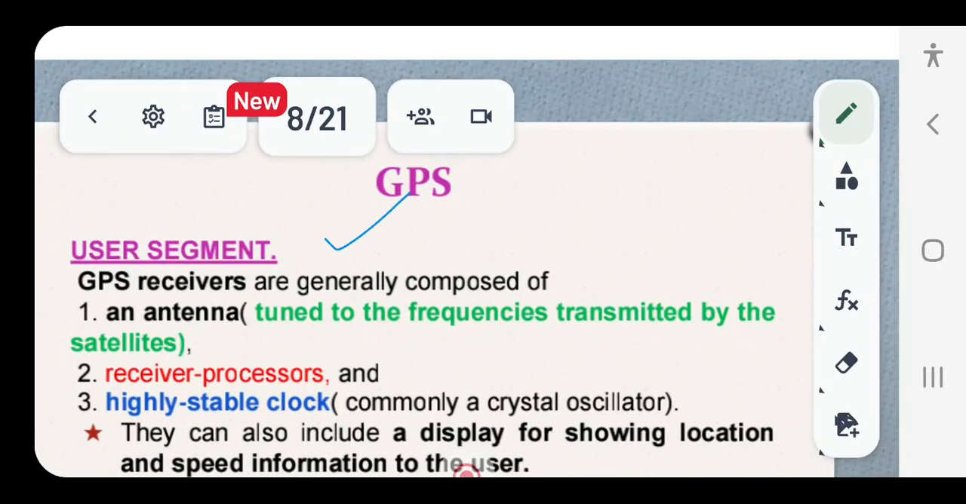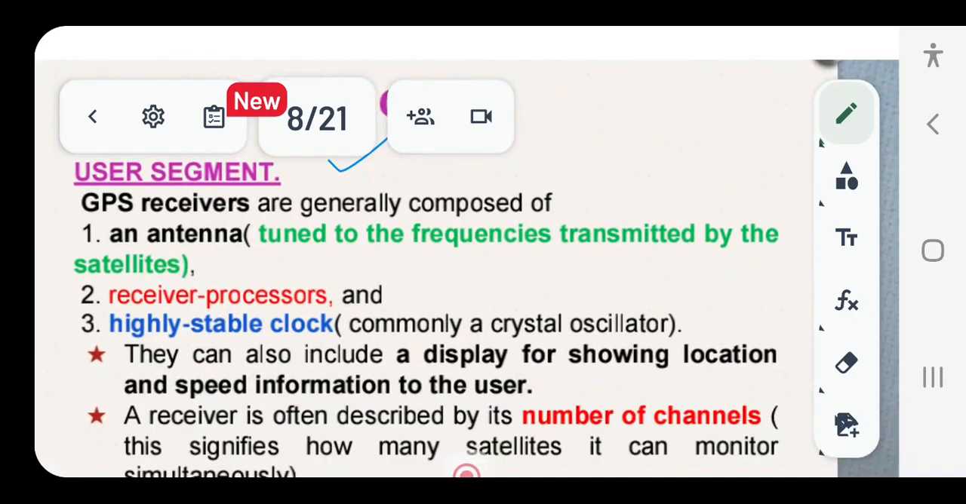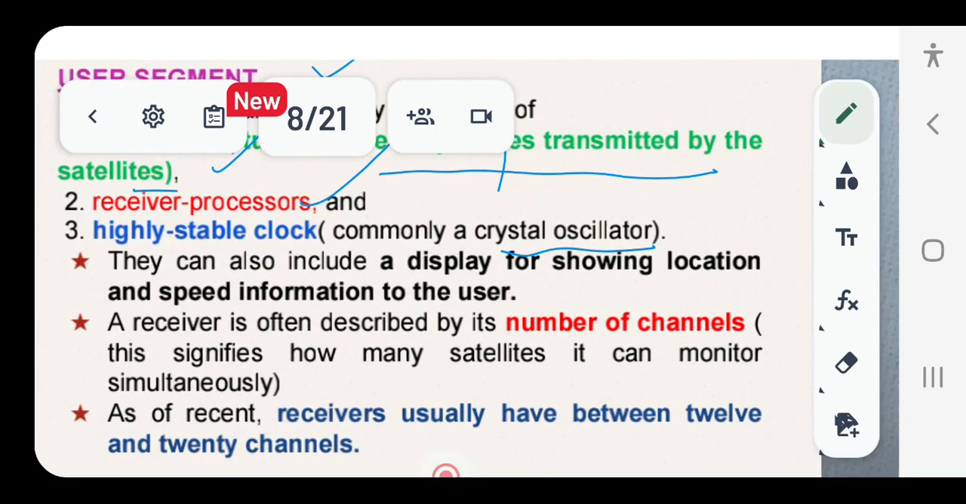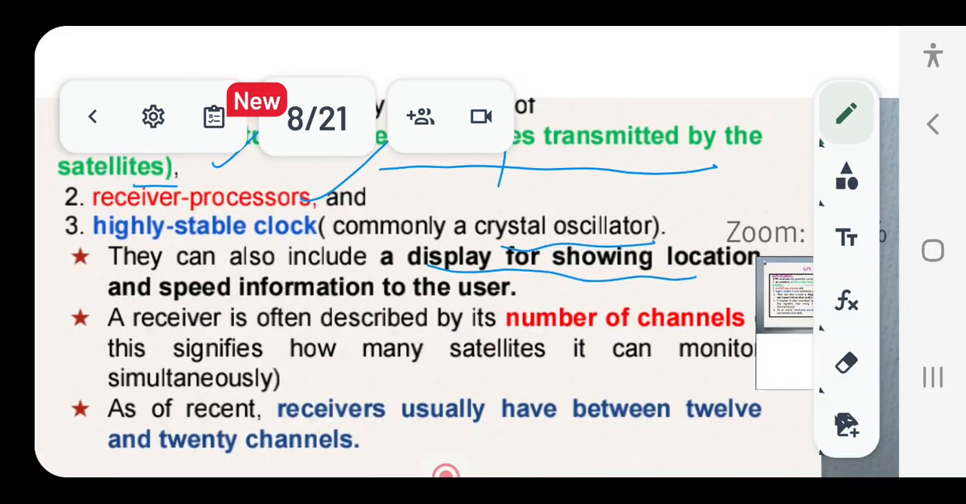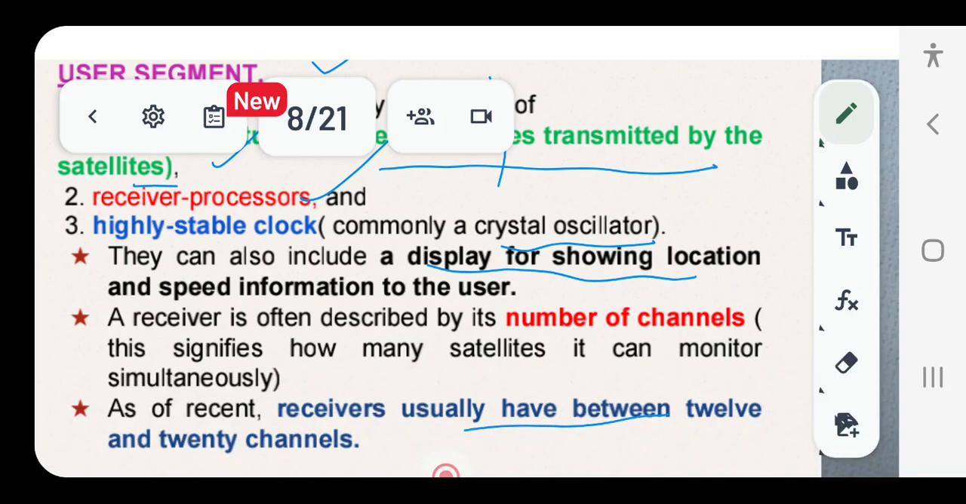And finally, user segment. It is present in our individual cars, GPS receivers, or in our mobile phones. We have GPS receivers, and these GPS receivers are composed of an antenna. The antenna is tuned to the frequency transmitted by the satellites and possesses a stable clock, which is nothing but a crystal oscillator. Additionally, we will also have a display for showing the location and speed information, and a receiver usually has between 12 to 20 channels. This signifies how many satellites it can monitor simultaneously.